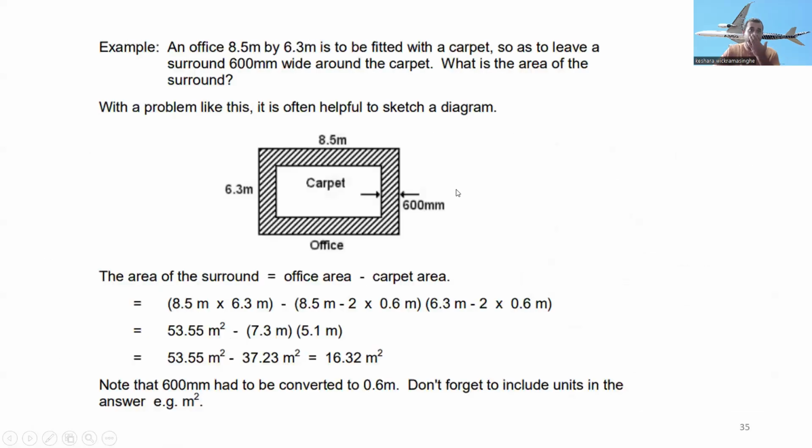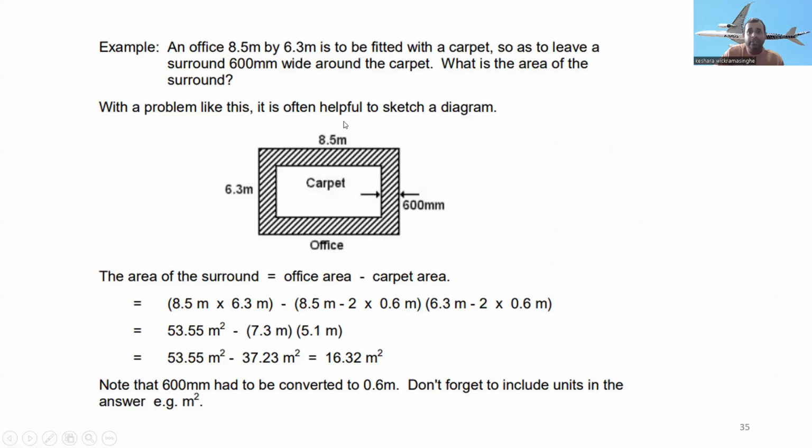All right. Okay, so now we'll go to an example. An office of 8.5 meters by 6.3 meters is to be fitted with a carpet so as to leave a surrounding 600 millimeters wide around the carpet. What is the area of the surrounding? Okay, now let's see how to solve this one.